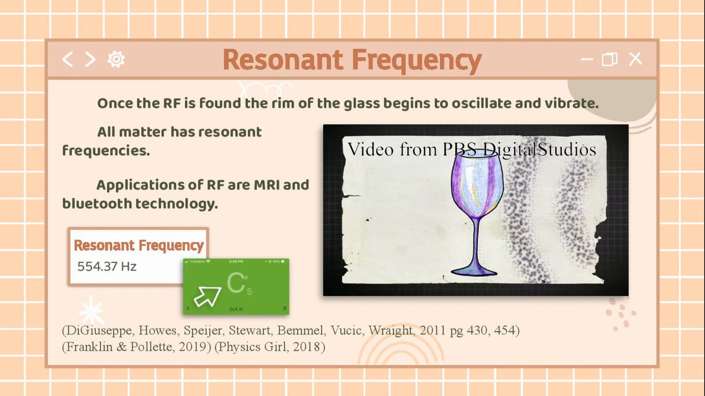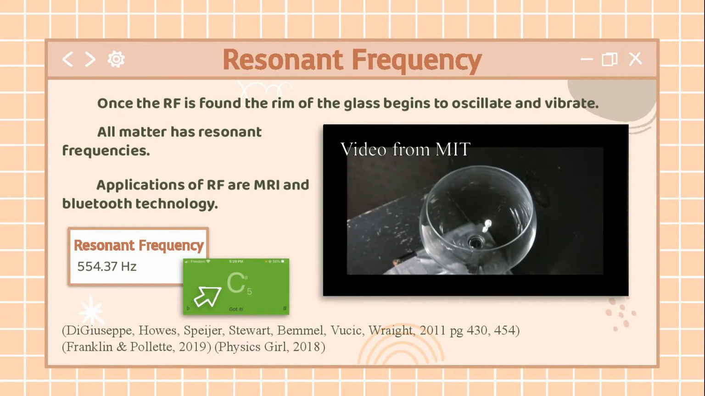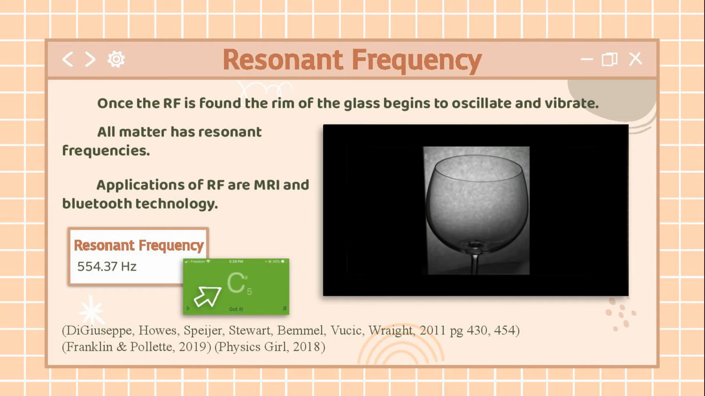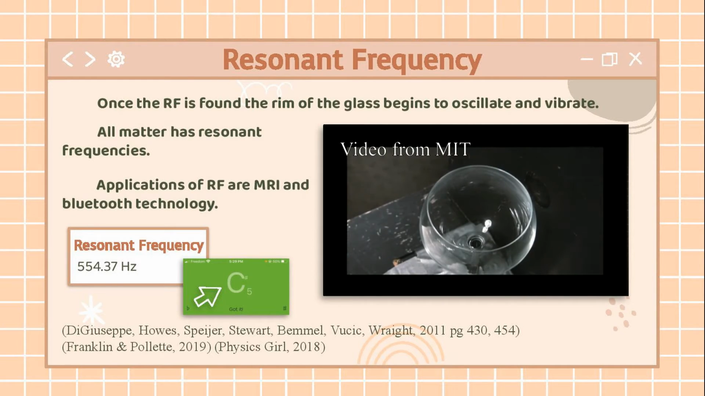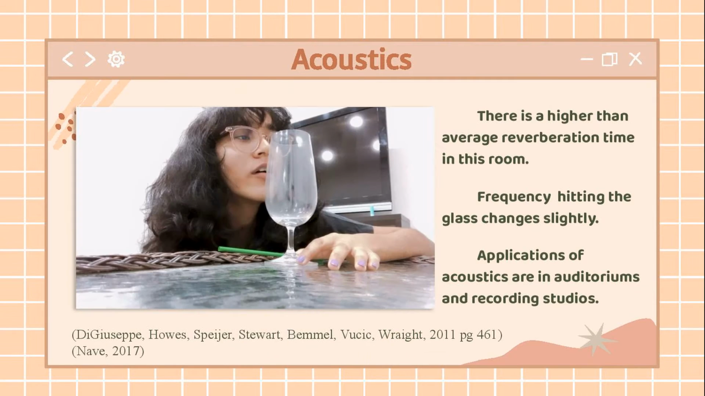MRI technology uses resonant frequency to take pictures of the hydrogen atoms in different tissues, organs, and bones in our bodies. Bluetooth technology works by communicating between devices at a frequency of 2.4 to 2.4835 gigahertz. Finally, let's discuss the acoustics of my basement, the room where these clips were filmed.